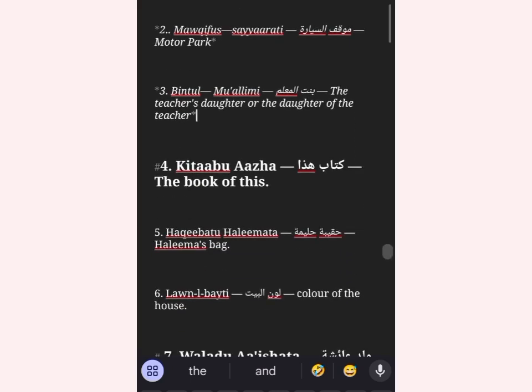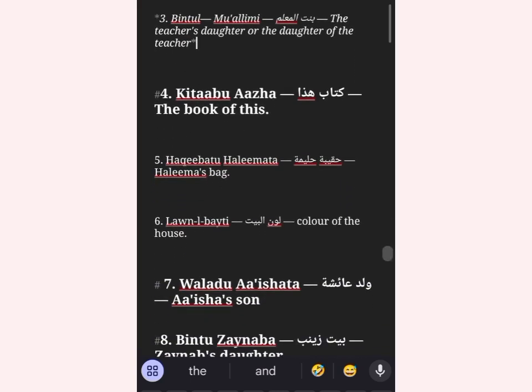All right, if that is understood, now let's look at number 4 expression. Kitabu hadha, the book of this. This is something we're referring to, so maybe this boy, the student. We are pointing at something, and then we say the book of this. There's something we have to talk about later in the subsequent part of the lesson.